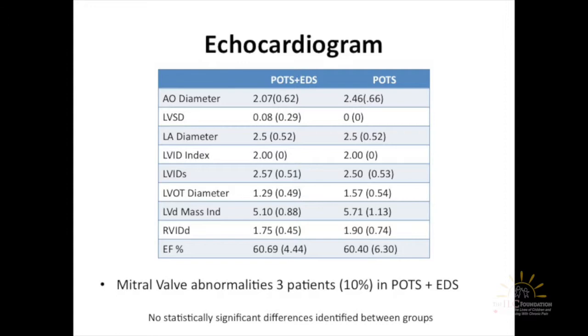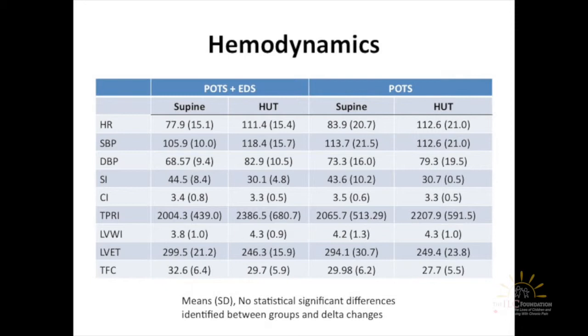This is an important slide, right? We did the hemodynamics of these patients in the supine position and standing. We looked at heart rate, systolic blood pressure, stroke index, cardiac index, and we also calculated some cardiac function indexes using the cardiac impedance, and we did not find any difference between the two groups, which tells me that the POTS manifestation in the two groups is the same. The underlying trigger of POTS in these patients could be the difference from regular patients with POTS alone. Heart rate variability, same thing. We didn't have any difference between the two groups.